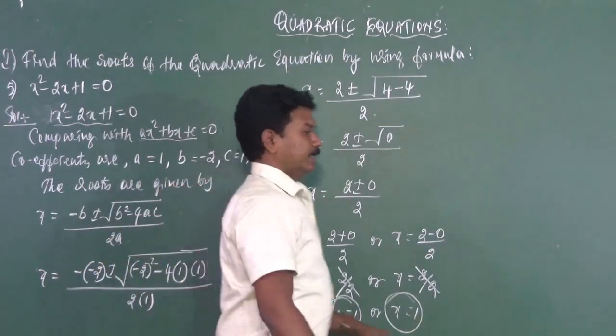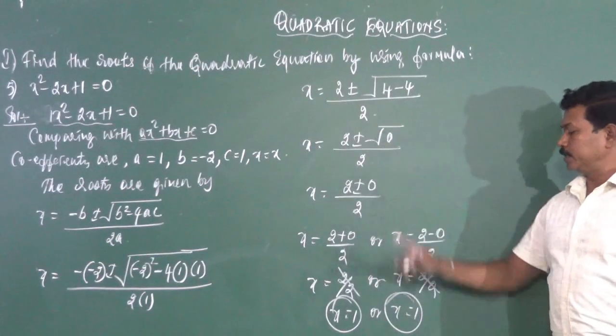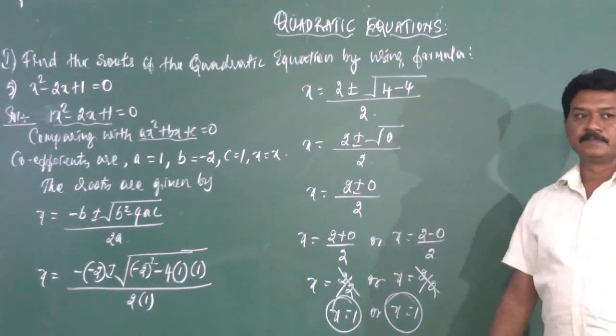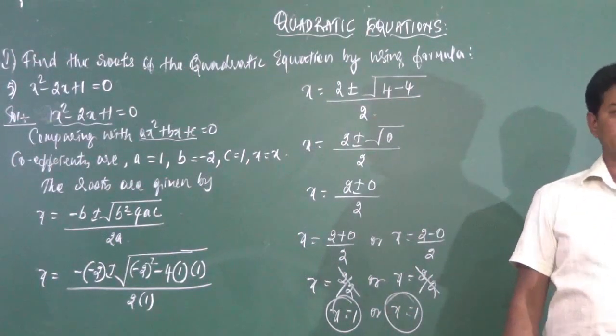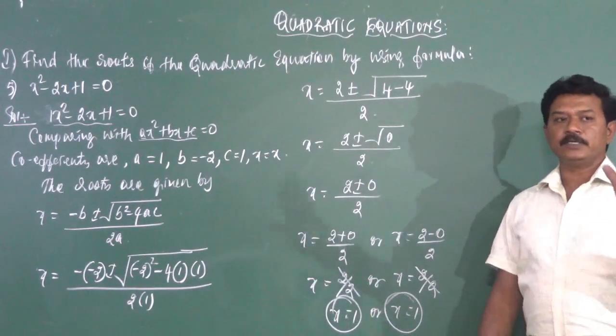Right. So here you can observe the uniqueness of this problem. So for this quadratic equation we have rational roots, that is they are in the form of p by q, rational roots, and also they have become equal to each other.